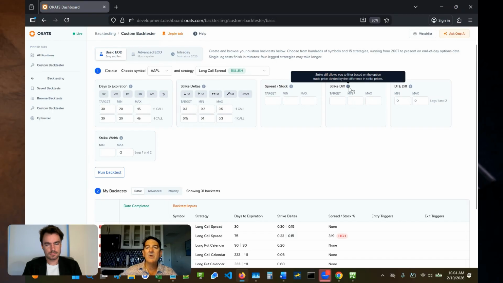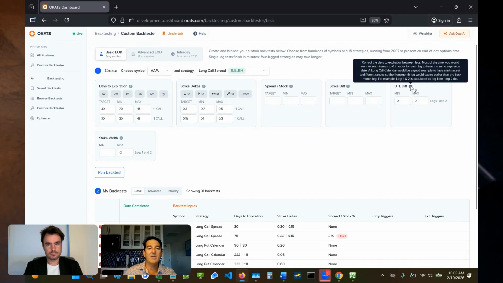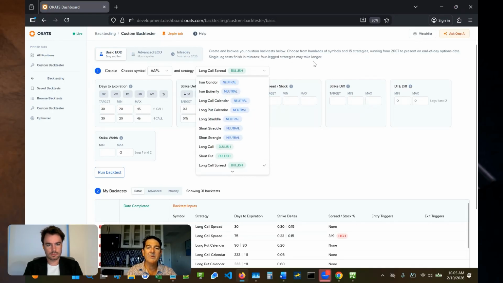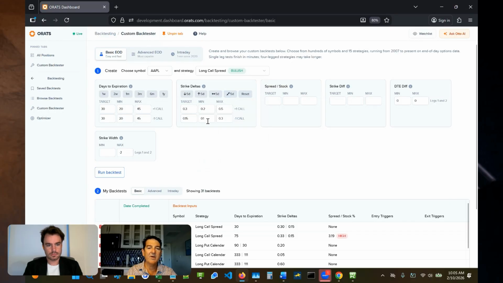Strike difference. So again, we were looking at deltas, but if you want to actually look at strikes, you could say, I only want them 10 wide, 5 wide, whatever. DTE difference is going to be 0 on this, although you can make a diagonal out of this by changing the DTE difference. So that would be like the leg 1 minus leg 2, and you could make a calendar out of it. Although we have calendars in the drop down. So I would suggest doing it that way, at least to start out with.